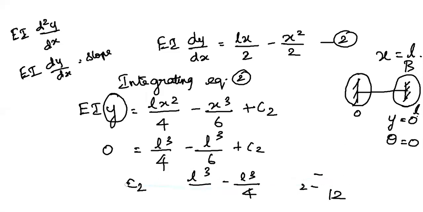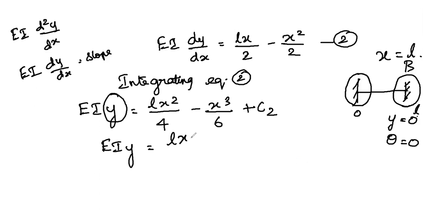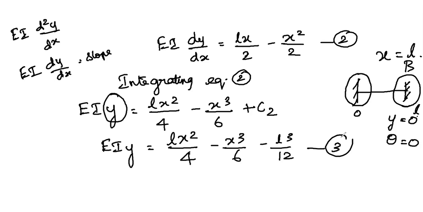Now I am going to use the value of C2 in the equation I have found from integrating. So EIy equal to Lx square by 4 minus x cube by 6, and you know the value of C2 as minus L cube divided by 12. So this is the equation 3. I found the deflection equation.